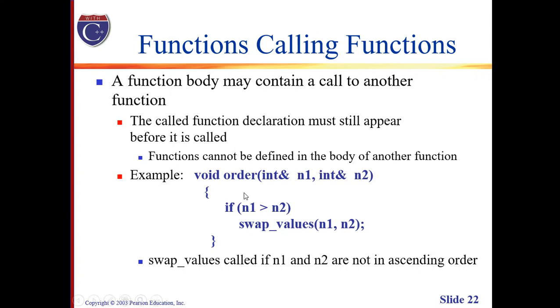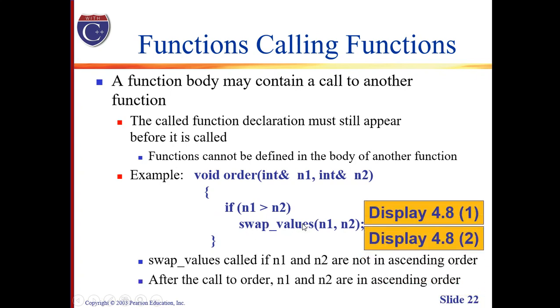Okay, so here's an example. The function order calls another function, the swapValues function. In this case, the swapValues function is called if n1 and n2 are not in descending order. So here we have a little if statement, and if it becomes true, the following statement or function call will be executed.